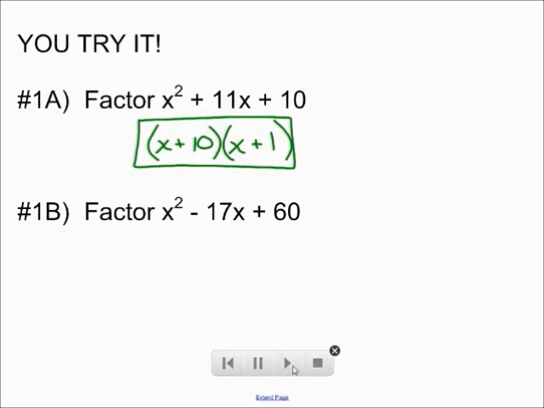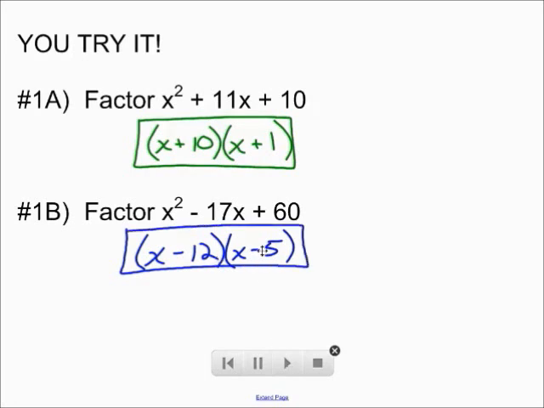In the second one, we're looking for factors of 60 that add up to negative 17. That's a little tougher. It might take some thought here. Negative 12 and negative 5. Again, negative 12 times negative 5 is positive 60. Negative 12 plus negative 5 is negative 17. You can always check your answer by multiplying, by doing double distributive property like we learned in an earlier lesson, or FOIL, some might call it.